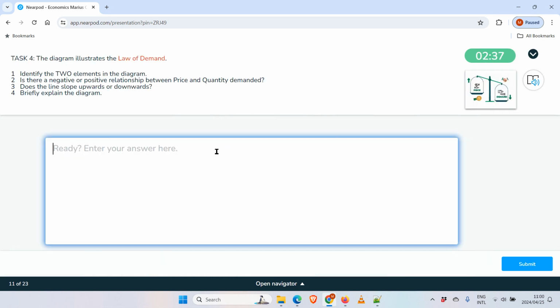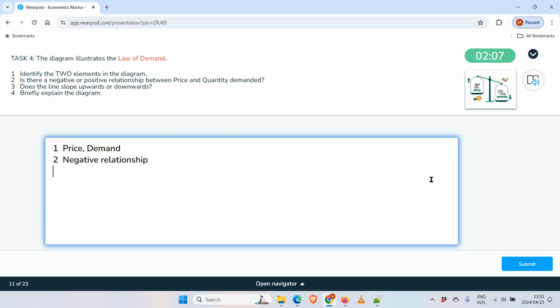Okay, the questions here. Number one, identify the two elements that appear in this diagram. Price and demand. Number two, is there a positive or negative relationship between price and demand? Let's say negative relationship.